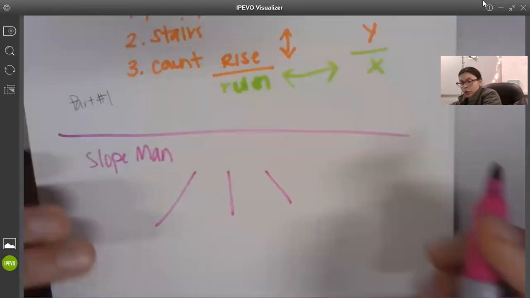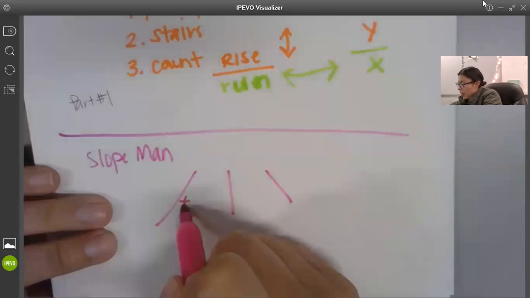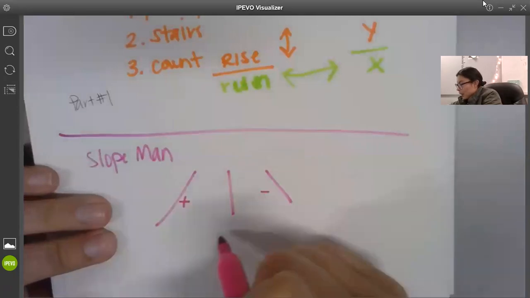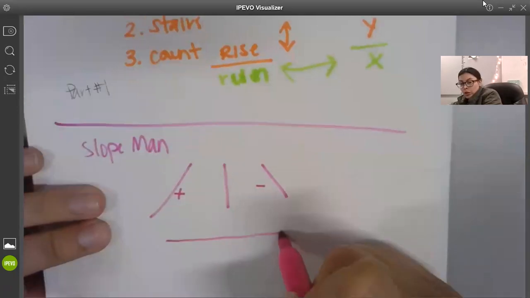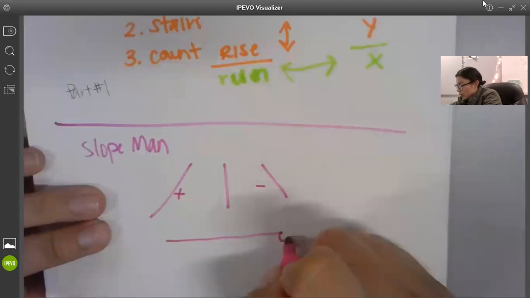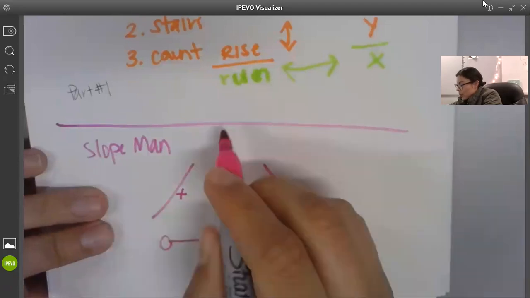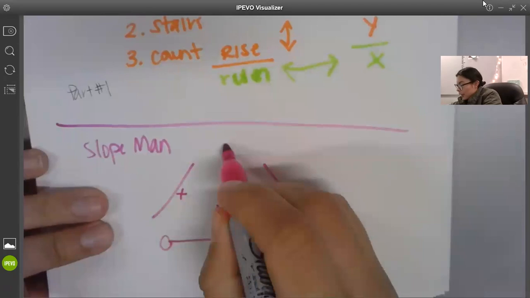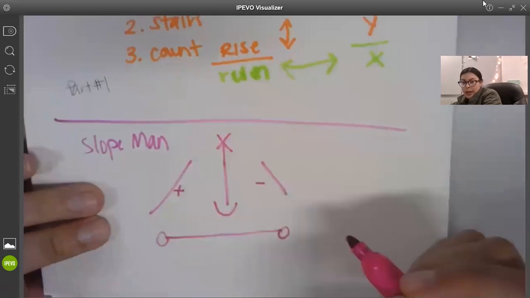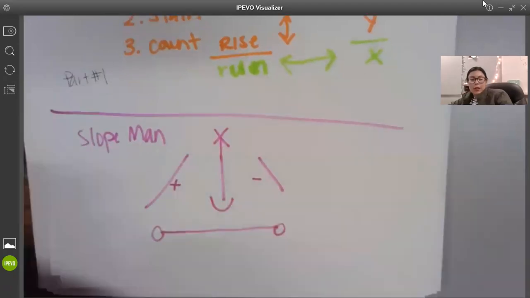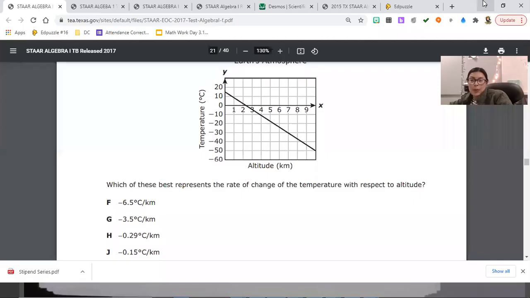So if a line looks like this, then it's a positive slope. If it looks like this, it's negative. If it's the mouth, a horizontal line, your slope is 0. That's what the dimples are for. And then if it's an up and down line, it's undefined. It's an x equals line, and that's slope man. So for this one, what kind of slope is it? Positive, negative, or 0? Or undefined? Positive, negative, 0, or undefined?